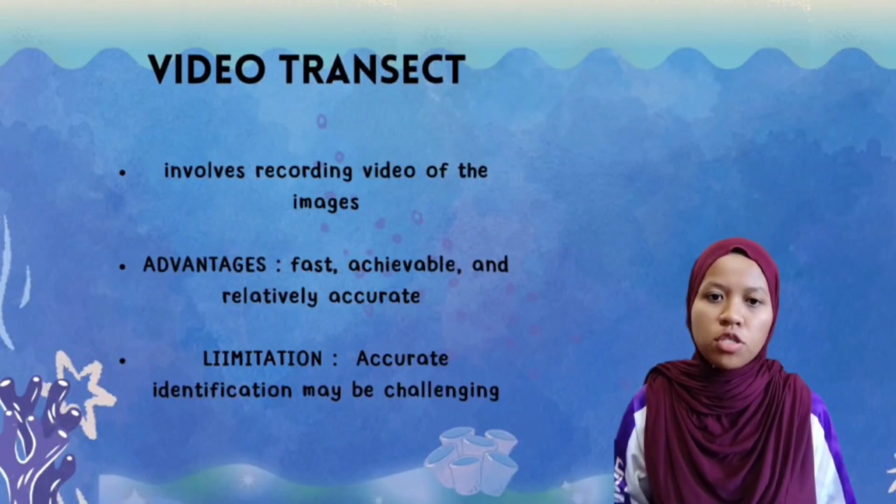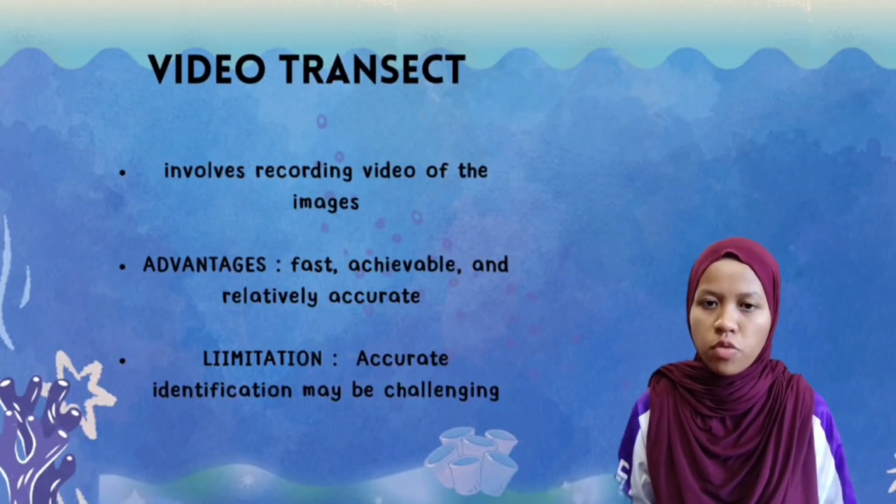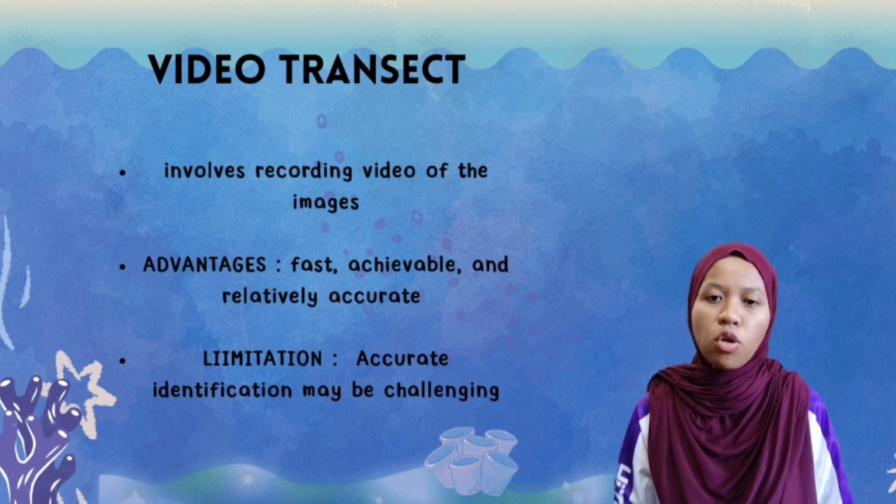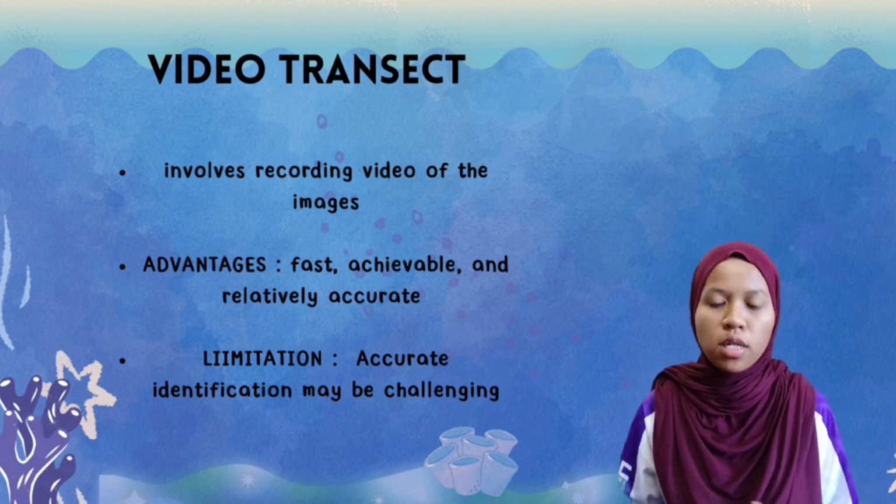Hi, I'm Izan. I will talk about video transect and visual quadrants. For the video transect, this method involves recording videos of the images obtained along a belt transect and the identification of organisms from field photos on a computer screen.